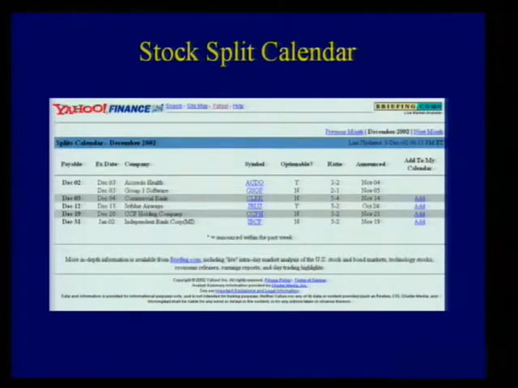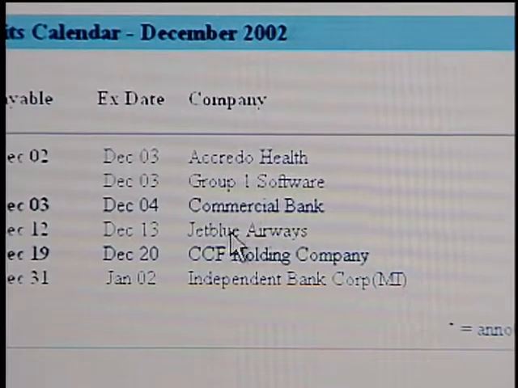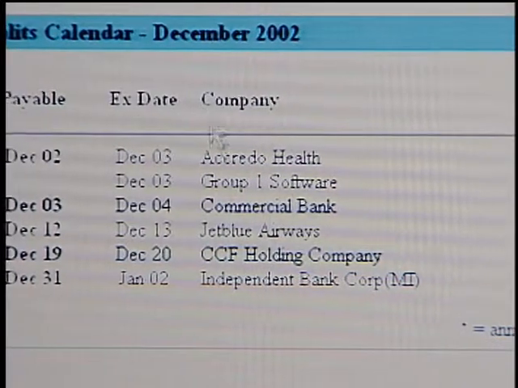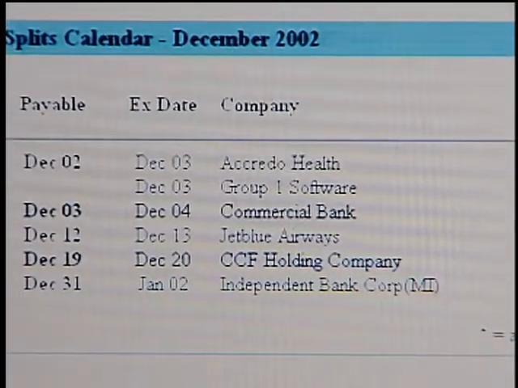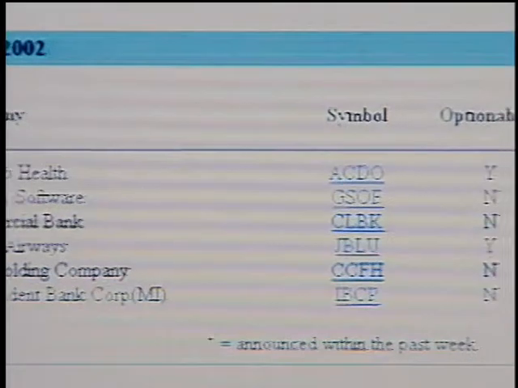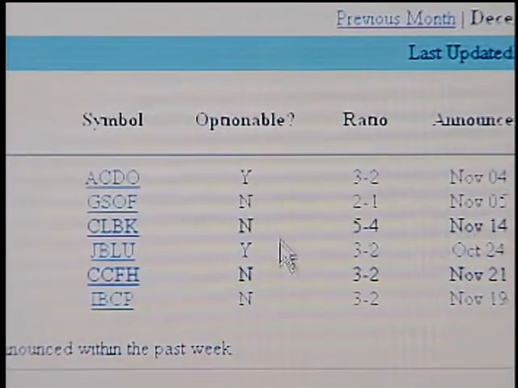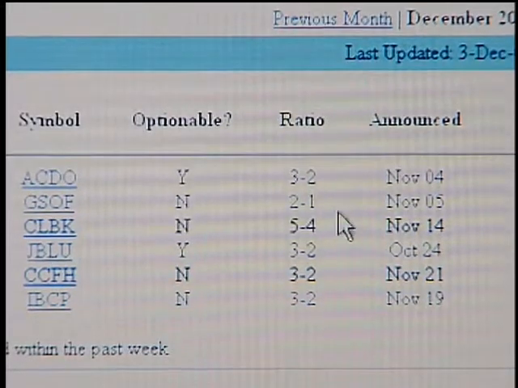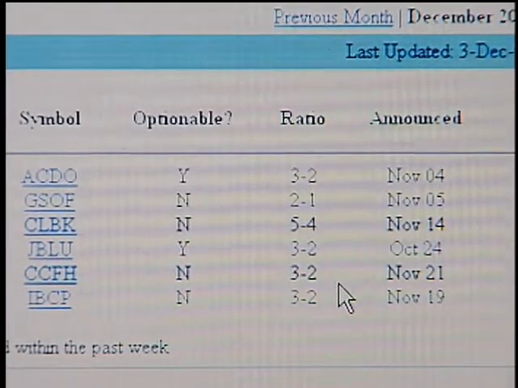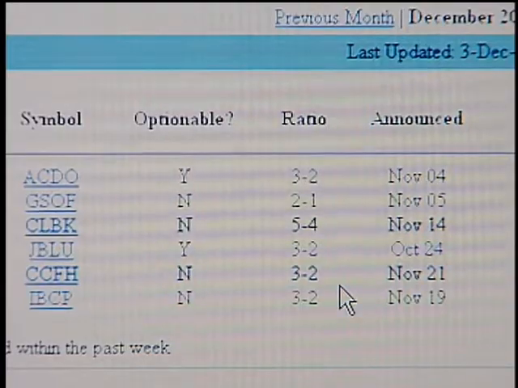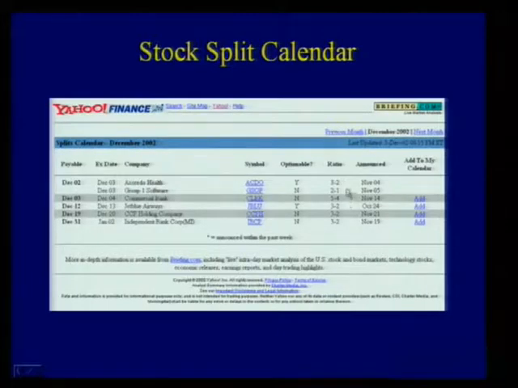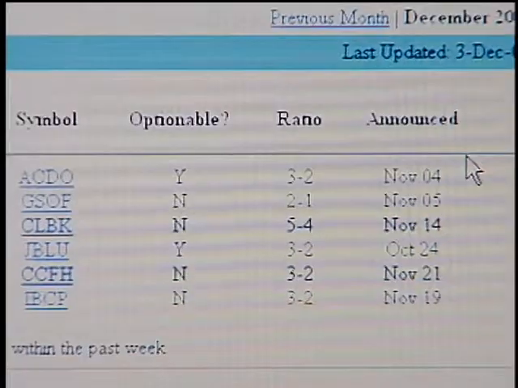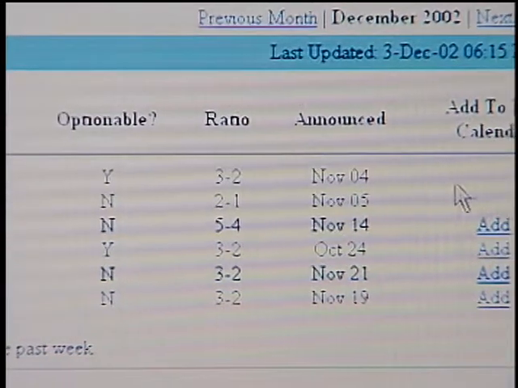This is Yahoo Finance, and this is where you can see we have the payable date and the X date. The company, maybe you've heard of JetBlue Airways, or Accredo Health, which I've heard of. There's the stock symbol right over there. Is it optionable? Only a few of them are. Yes, yes, no, no, no. The ratio: 3 for 2, 2 for 1, 5 for 4, 3 for 2, 3 for 2, and 3 for 2. Folks, the only one that I'd really be interested in on that list would be the 2 for 1. Over here, here's the announced dates, and then you can actually have your own calendar over here.